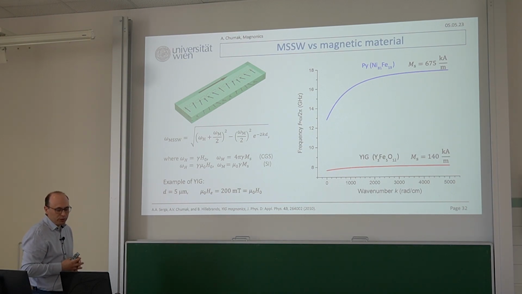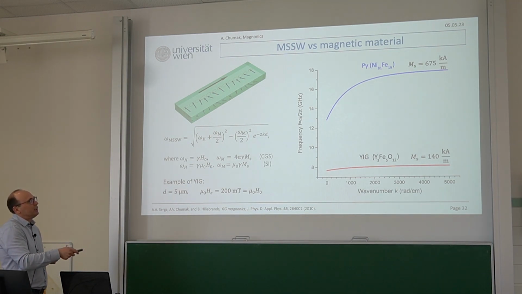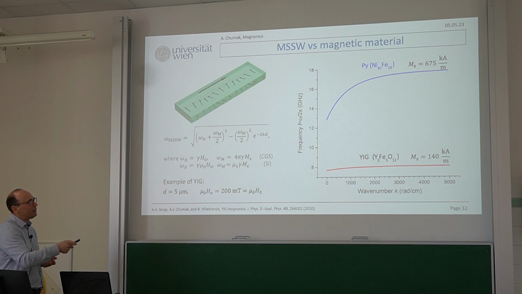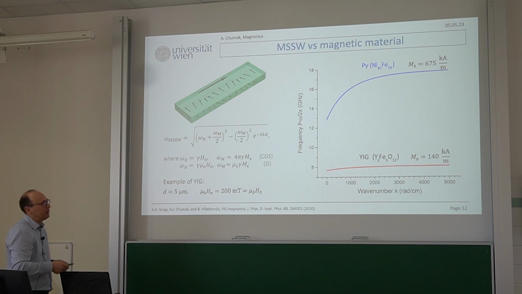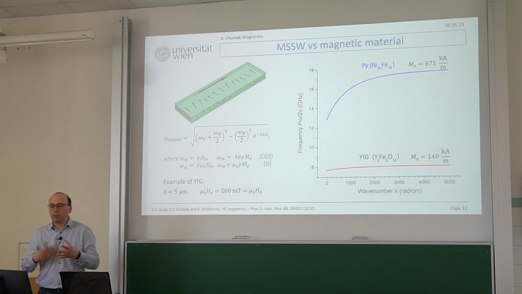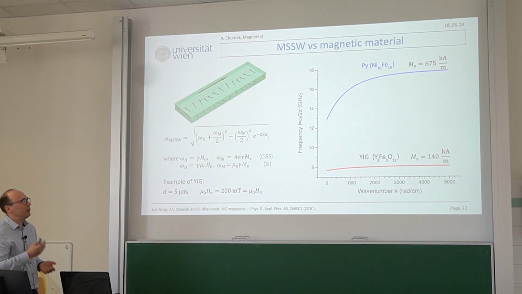And the last parameter which we have in this equation is the magnetization, MS. Here I show you just 2 different materials. One is yttrium iron garnet, and another very popular material is permalloy. It's an alloy, nickel 81, iron 19, and it has much larger magnetization. You see that for the same applied magnetic field of 200 millitesla, the frequency for permalloy is much higher. For YIG, we would work with spin wave frequencies around 8 gigahertz, and in permalloy around 15 gigahertz. So by changing material, you can shift the frequencies up and down.